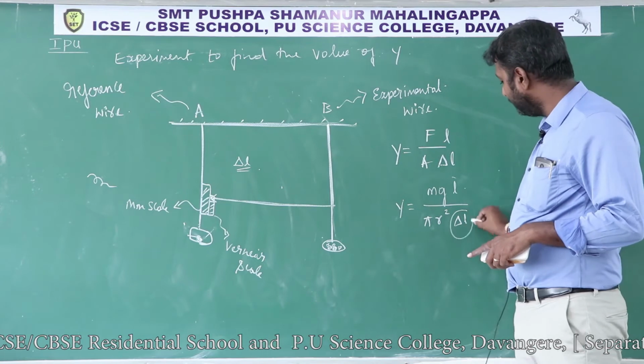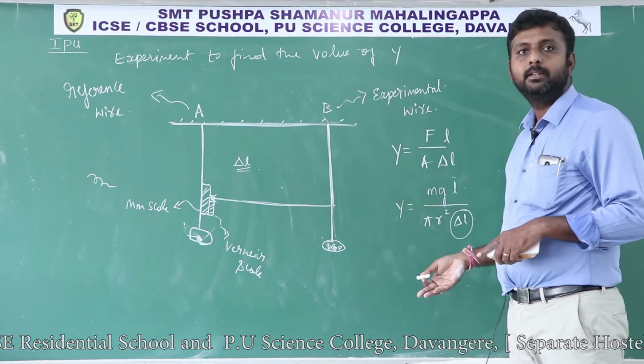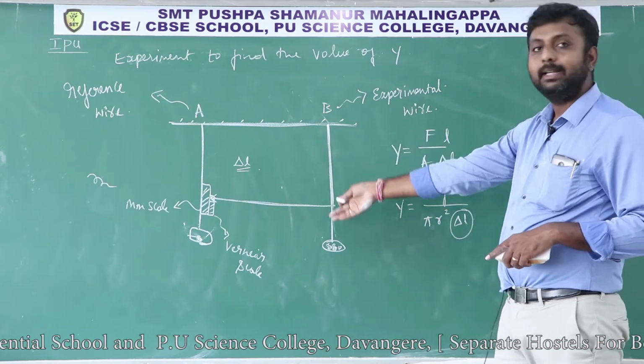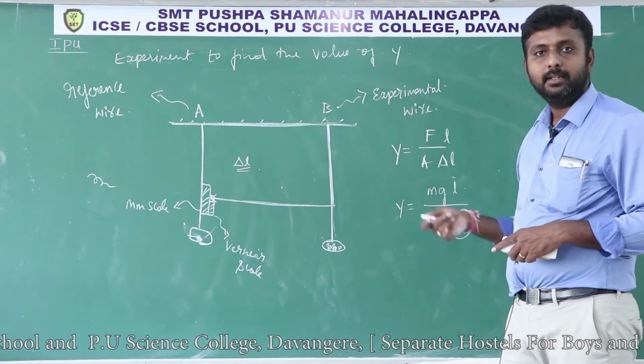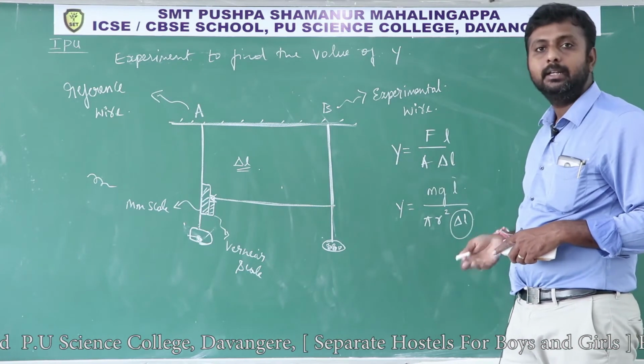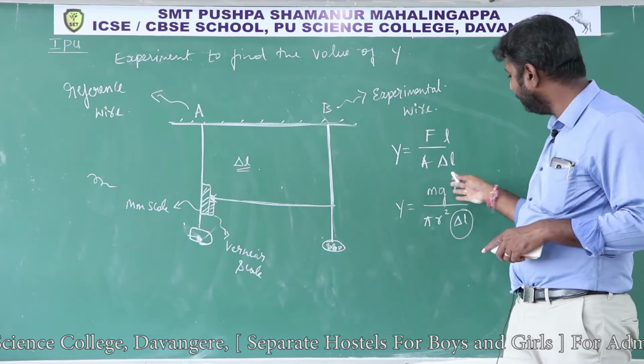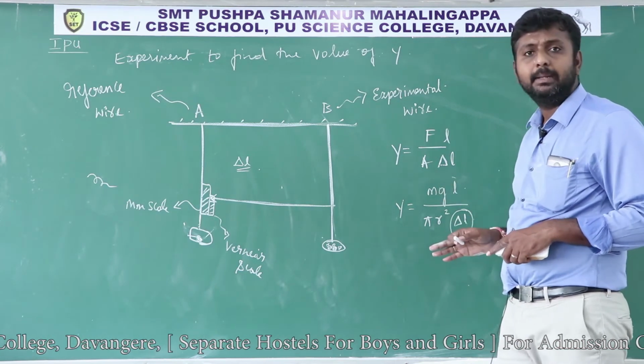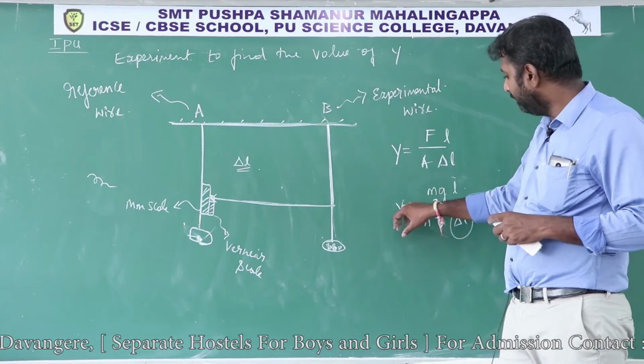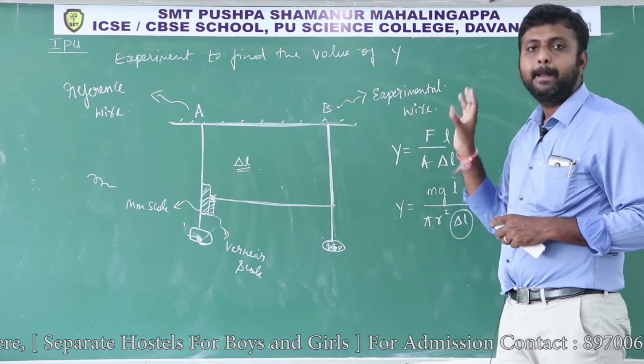Then how to find delta L? Through this experiment. The difference of the final reading minus the initial reading will give the change in length. Substituting every value, we can definitely find the value of Young's modulus of a material.